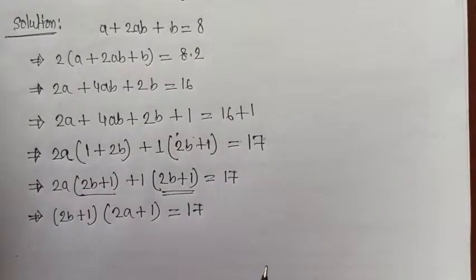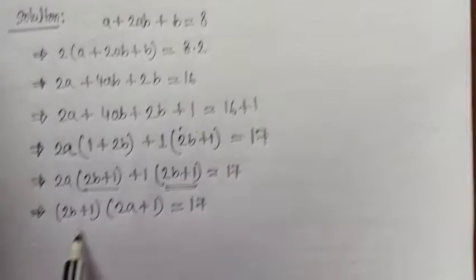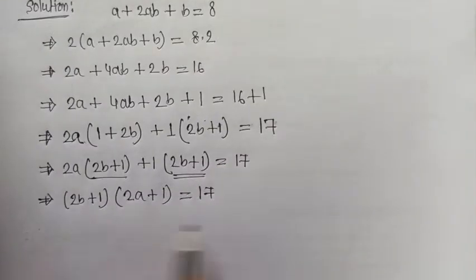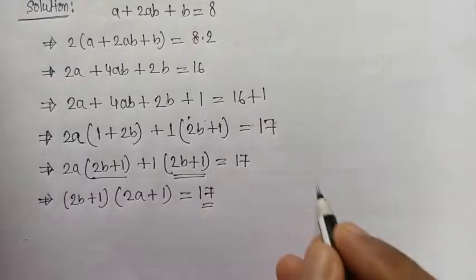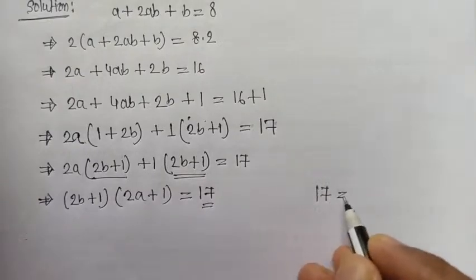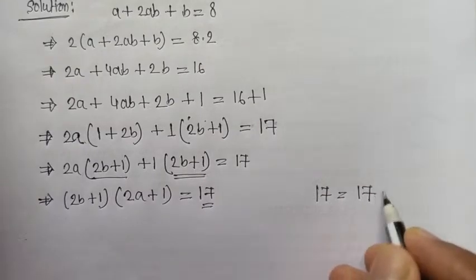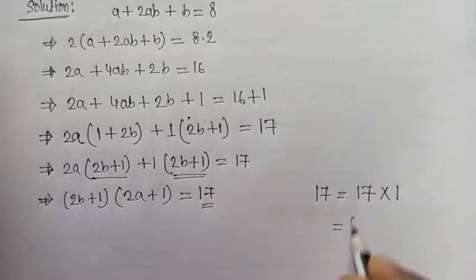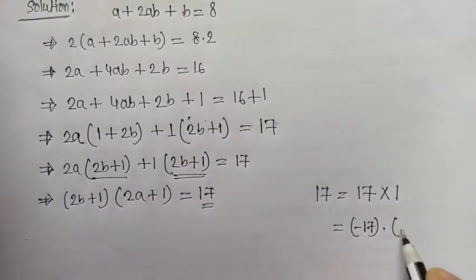Now here we are getting the product of two expressions equal to 17. 17 can be expressed like 17 into 1 or minus 17 into minus 1.